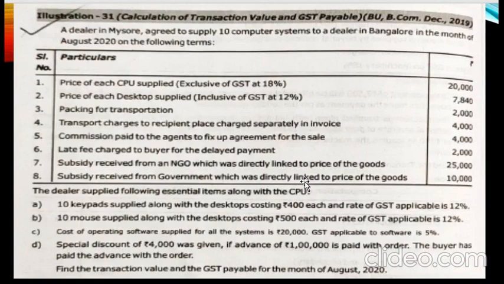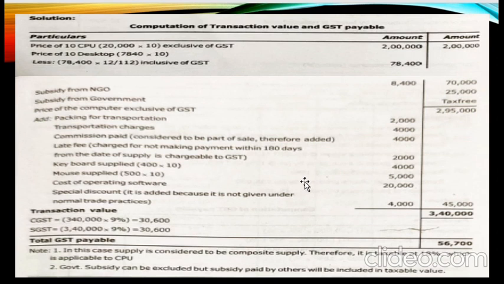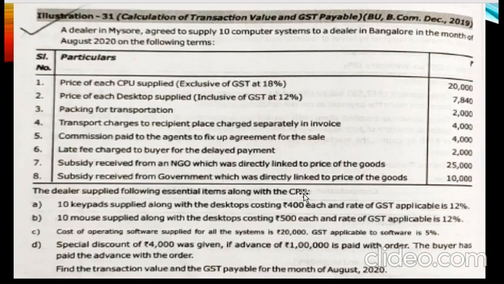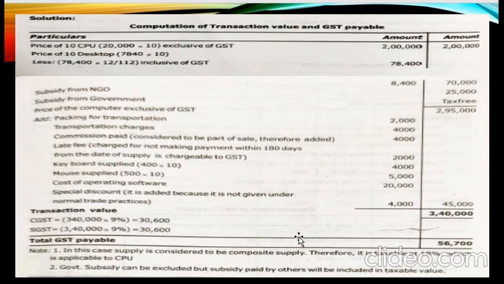Then what are the other items to be included? Cost of operating software supplied for all the systems is rupees 20,000, and again GST is applicable. Yes, software is also to be given along with the computer. Without the software, the computer is of no use. So software, how much is it? As per the question, it is 20,000. So we are taking that into consideration.